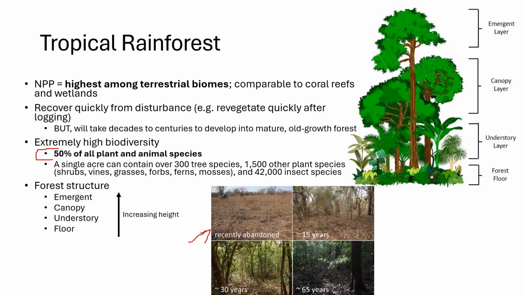And there is a lot of niche partitioning in tropical rainforests. One example of that is the forest structure, where we have these emergent trees that are the highest layer up at the top, and then the canopy layer that is making this dense canopy that is shading much of the understory and the forest floor. And you're going to find different plants and animals occupying all those different areas. The high biodiversity also, like I said, results in a lot of niche partitioning, a lot of reduction of competition and a lot of specialization.